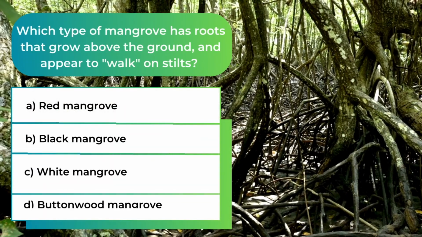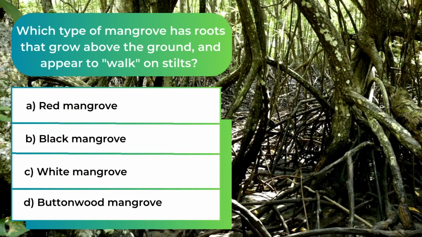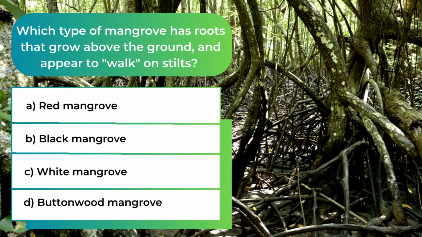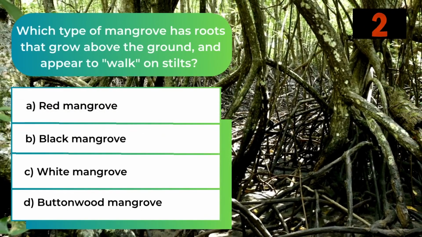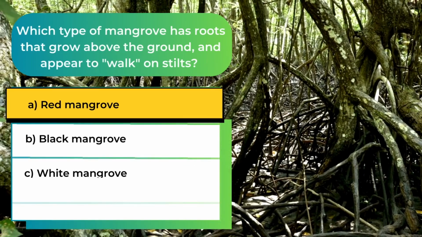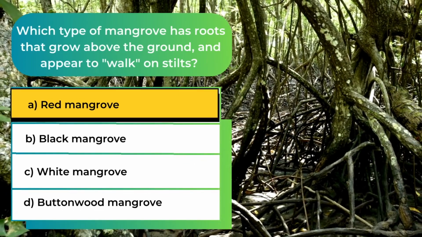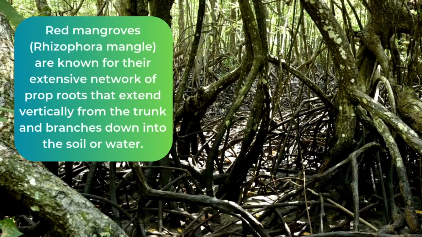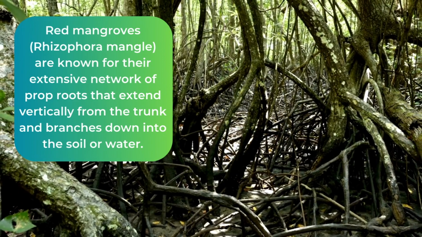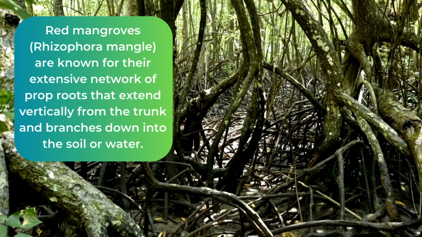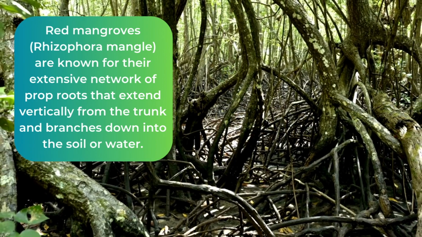Which type of mangrove has roots that grow above the ground and appear to walk on stilts? The answer is A. Red mangrove. Red mangroves, Rhizophora mangle, are known for their extensive network of prop roots that extend vertically from the trunk and branches down into the soil or water.